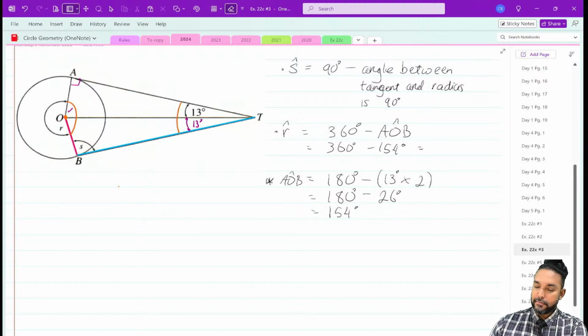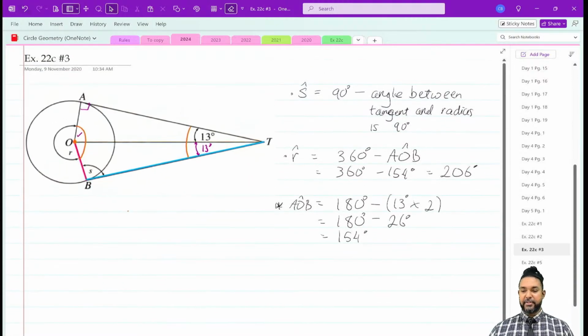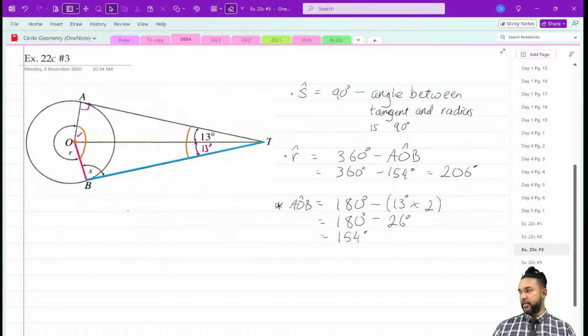154 is 206. Now, you could also use the 13 and the 90 here to find this piece of the angle and then just double it. So we'll excuse ourselves from writing too many rules in this particular one because sometimes the rules just kind of bog us down.